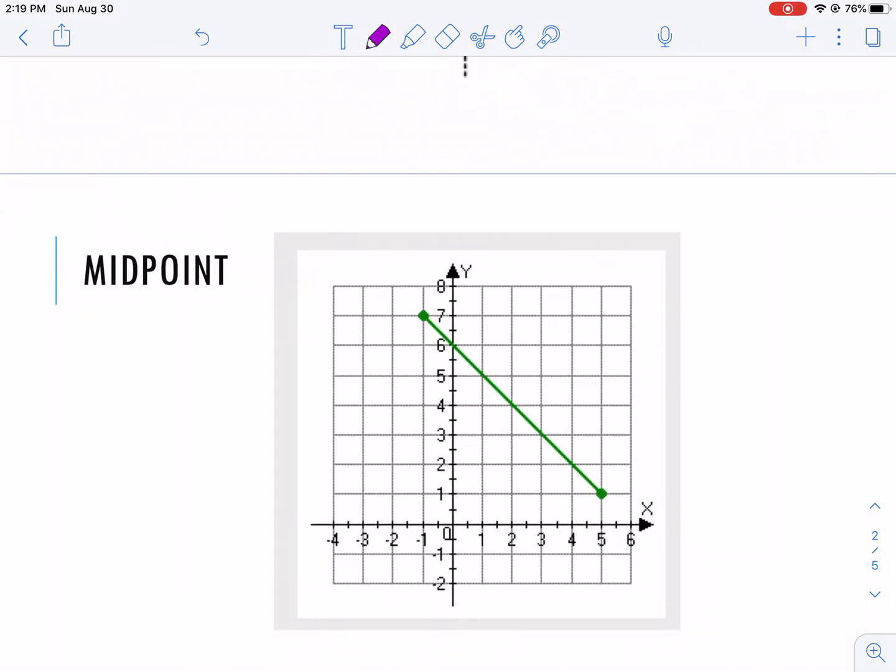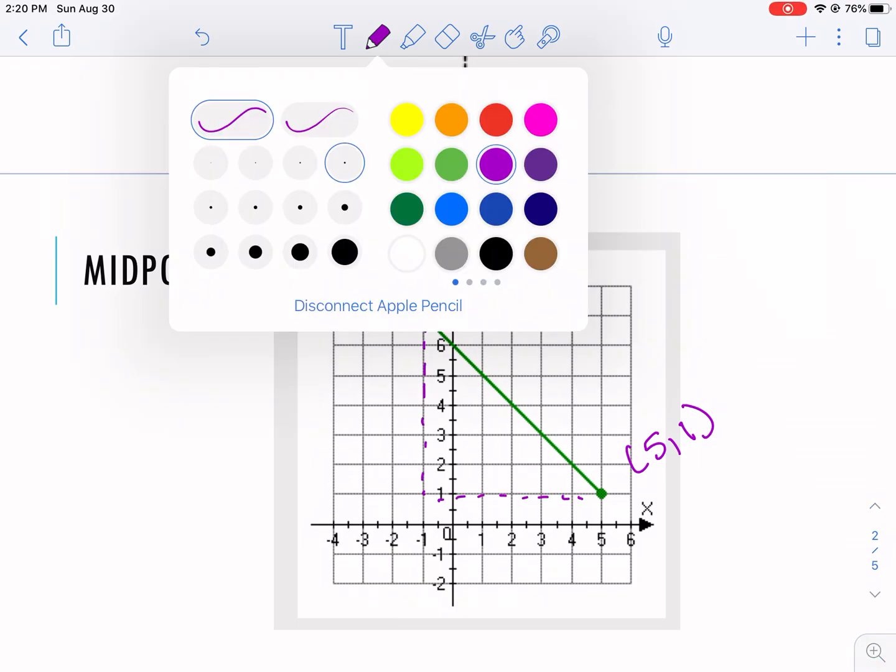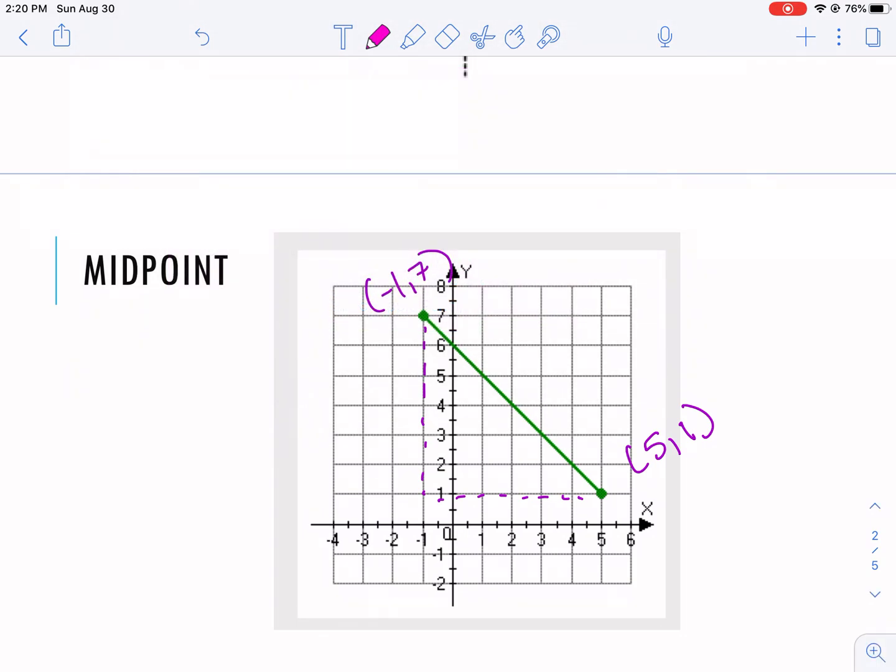So if I see this here, this is -1, 7, and here is 5, 1. Well, I can visualize and see my right triangle again. My total distance, let's start with my y's. Remember, up and down is your y's. If I'm going from 7 to 1, this is 6, right? The total distance between my y's is 6. And the total distance between my x's is also 6. Double count it and check it.